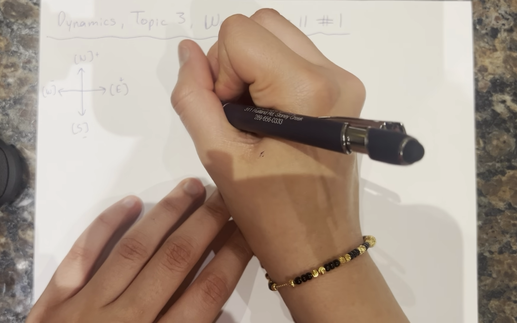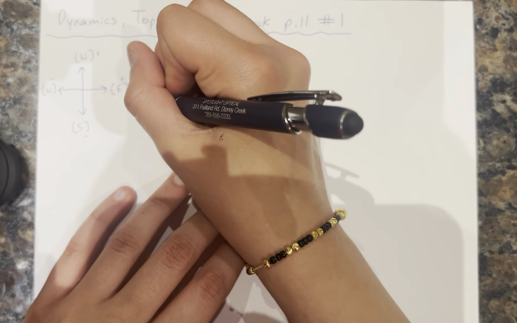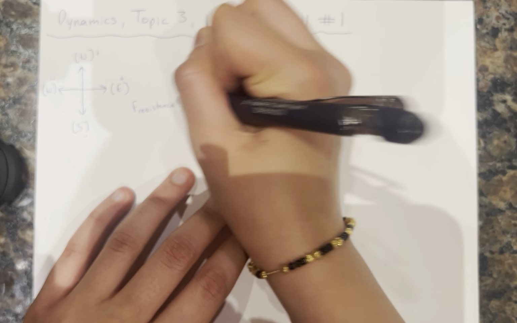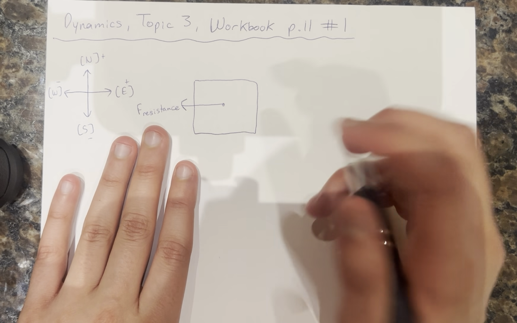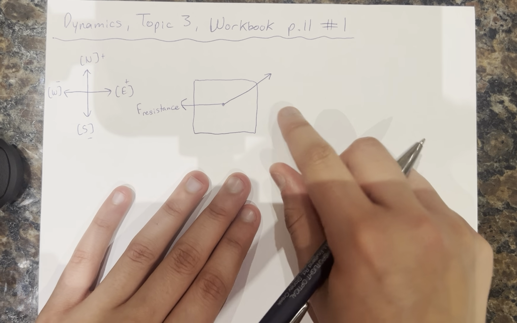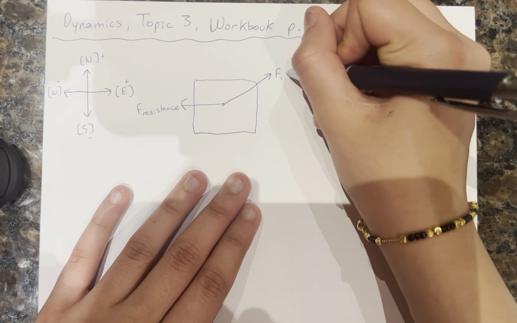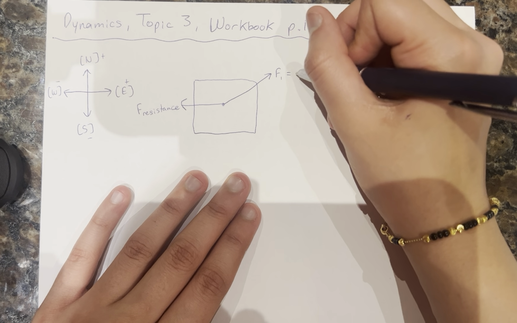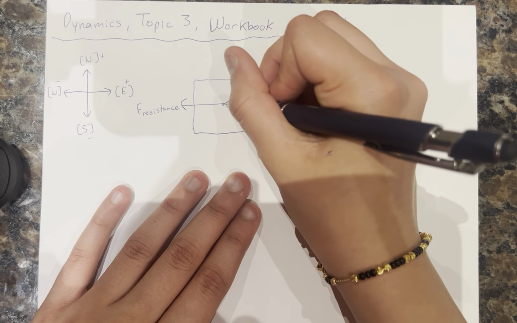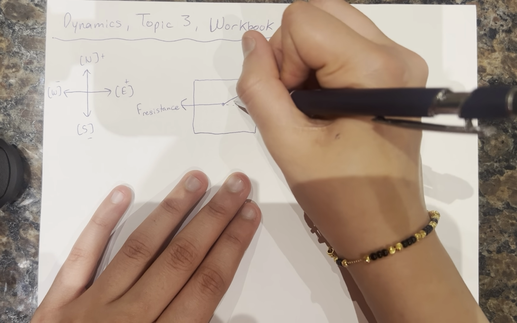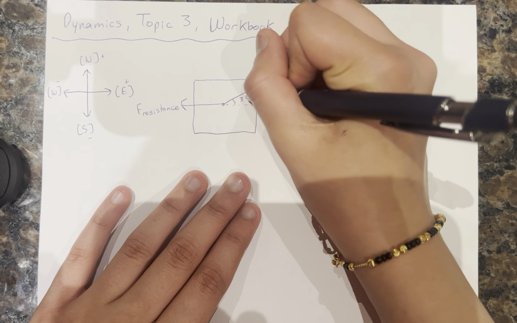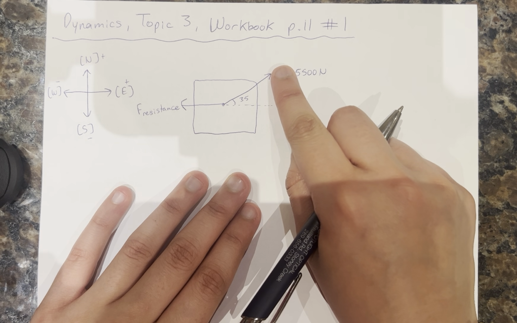I'm going to start by drawing our F resistance force, and this is our unknown, what we're trying to find. I'm also going to add in what the question calls tugboat 1. I'm going to call that F1, and it tells us that F1 is 5,500 newtons, and that F1 is being pulled at an angle of 35 degrees south of east.